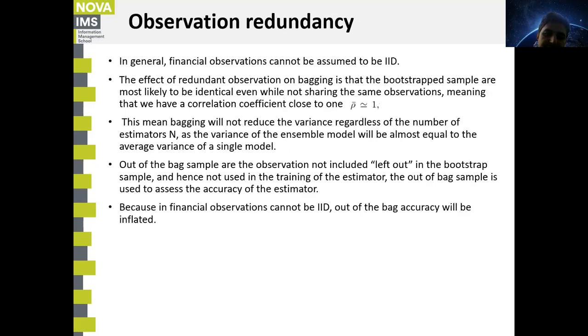Observation redundancy. In general, financial observations cannot be assumed to be independent. The effect of redundant observations on bagging is that the bootstrapped samples are most likely to be identical, even while not sharing the same observations, meaning that we have a correlation coefficient close to 1. This means bagging will not reduce the variance regardless of the number of estimators n, as the variance of the ensemble model will be almost equal to the average variance of a single model. Out-of-bag samples are observations left out of the bootstrap sample, and hence not used in the training of the estimator.